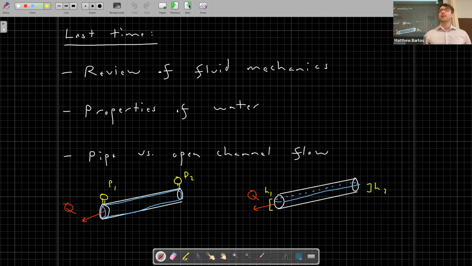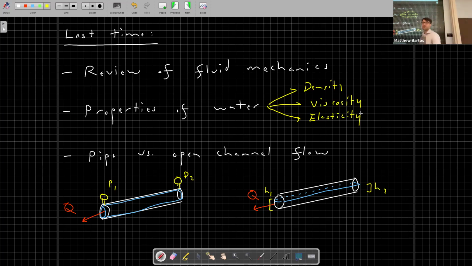So what are a couple properties of water that we mentioned last time? Density. Density, very good. What else? Viscosity, very good. So you'll need that when doing problems related to frictional losses in pipes. And how about one more? Yes, modulus of elasticity. So that characterizes the compressibility of the fluid. So these are properties that you need to keep in mind.